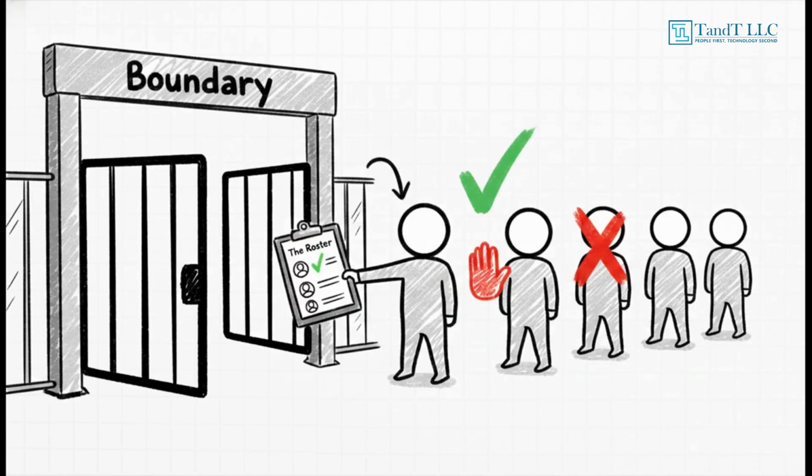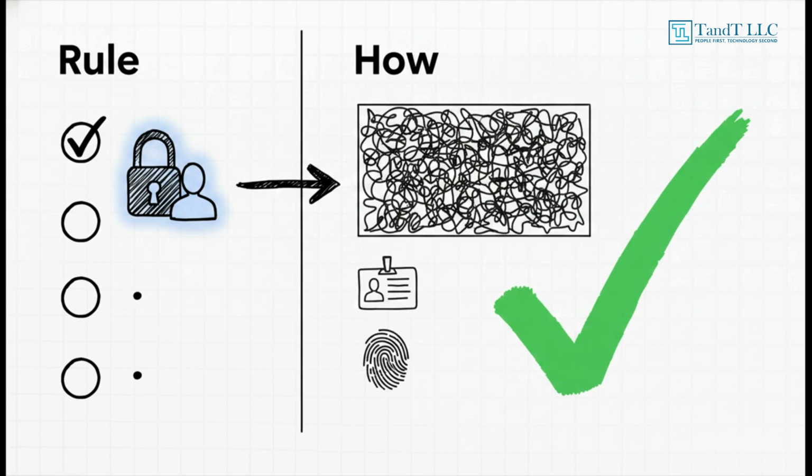Second, the roster. Okay, you've drawn your circle. Now, who's allowed inside? You need a complete, always up-to-date list of every single person who has authorized access, period. And finally, there's the how, and this is crucial. For every single one of those 22 access control rules, you have to write a little paragraph that explains exactly how your company meets that rule. So if a rule says limit access to authorized users, you write something like, we do this by using unique usernames and biometrics to verify everyone. It's that level of detail that makes all the difference.